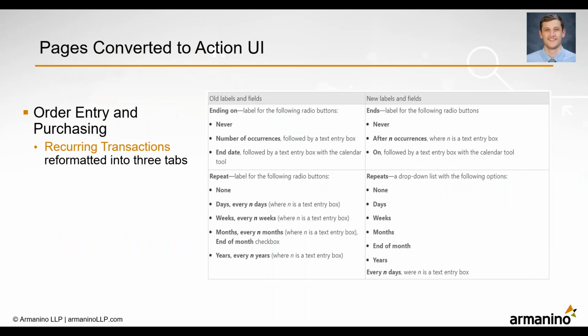And finally, in user experience, let's talk about some pages that were converted to Action UI. In both the order entry and purchasing modules, the recurring transaction page has been reformatted into 3 different tabs: the transaction tab, the payment tab, and the schedule tab. First off, the transaction tab has replaced the header and line item tabs that were in the previous UI. The fields that were on these 2 tabs are now all in the transactions tab and have been moved and grouped into logical sections. For the most part, this page is really going to look identical to an order entry or purchasing transaction page.